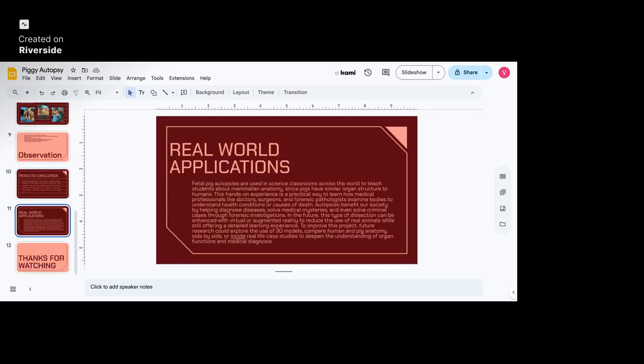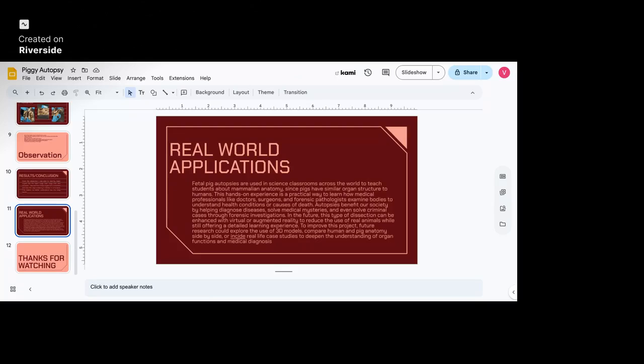For a real-world application, I wrote, fetal pig autopsies are used in science classrooms across the world to teach students about mammalian anatomy. Since pigs have a similar organ structure to humans, this hands-on experience is a practical way to learn how medical professionals like doctors, surgeons, and forensic pathologists examine bodies to understand health conditions or causes of death. Autopsies benefit our society by helping diagnose diseases, solve medical mysteries, and even solve criminal cases through forensic investigations.